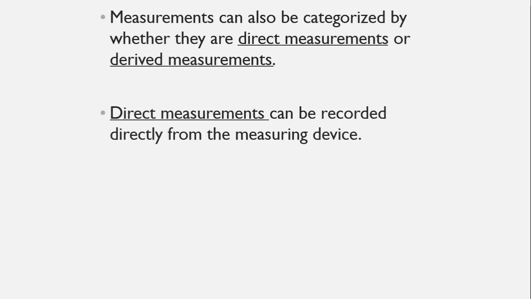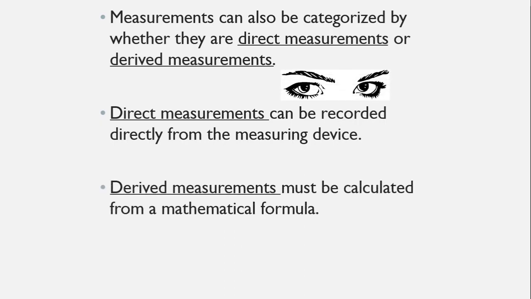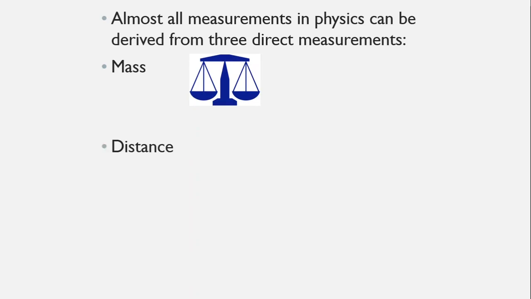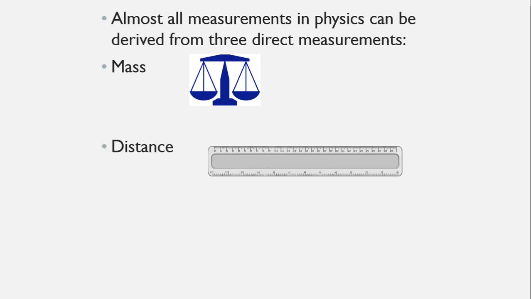Okay, so you have direct measurements and derived measurements. Direct measurements are recorded from a measuring device. Derived measurements are calculated from a formula. Almost all measurements are derived from direct measurements. So you have mass, distance, and time.